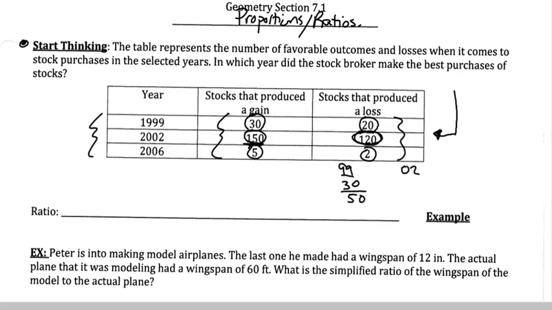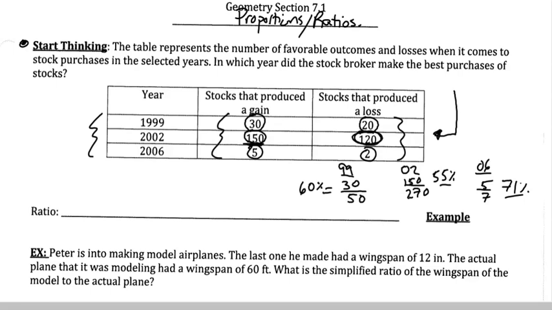In 2002, if you put those things together, you get 270 stocks, and 150 out of those were winners. And then in 2006, 5 out of the 7 stocks were really good. Now, if we tried to figure out what percentage of winners there were, 30 over 50, if you put that in your calculator, you get 0.6, which you could think of as 60% of stocks were gains. If we looked at 150 divided by 270, you get 0.5555. So about 55% of the stocks they picked were winners. And then the 5 divided by 7 one is 71% of the stocks they picked were gains.